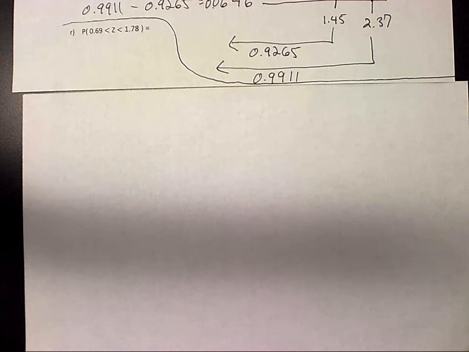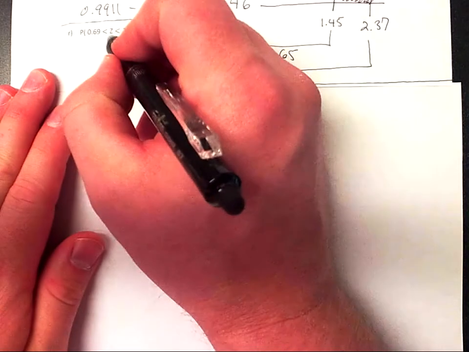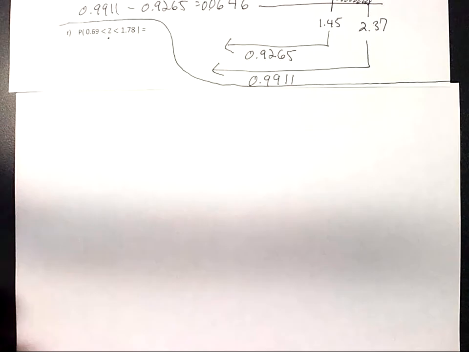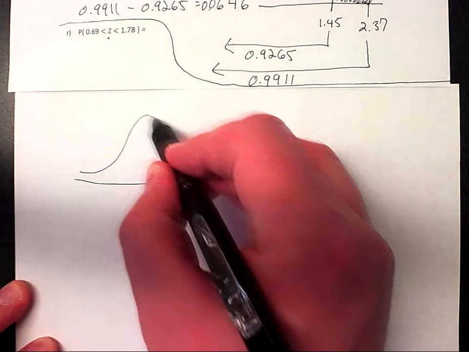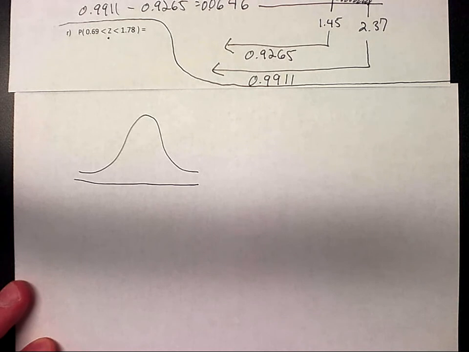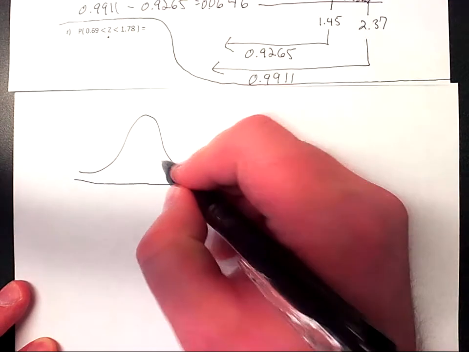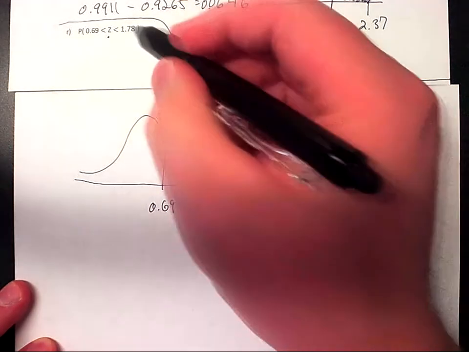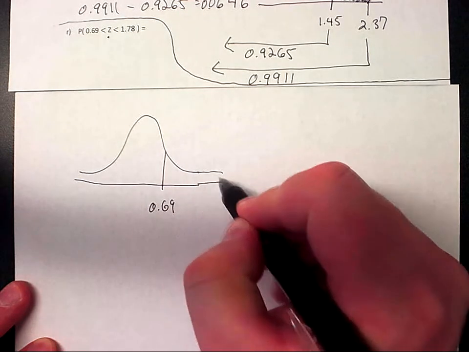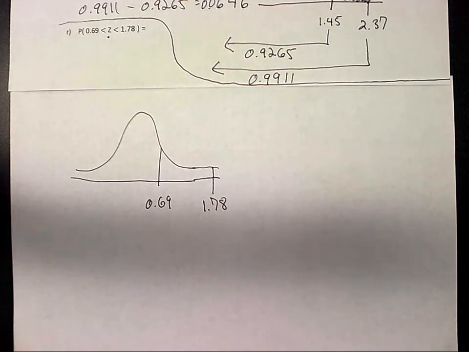Does anybody need a little extra time? All right, let's do this one together. Following the process, our first step is always to verify that this is a z. It is a z, so we can use our standard normal distribution. Then we record these two values: 0.69, which is above the mean since it's positive, and 1.78, which is also above the mean because it's also positive.